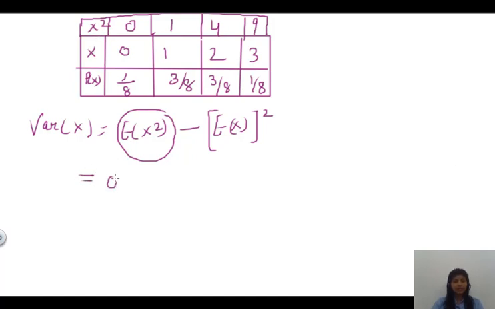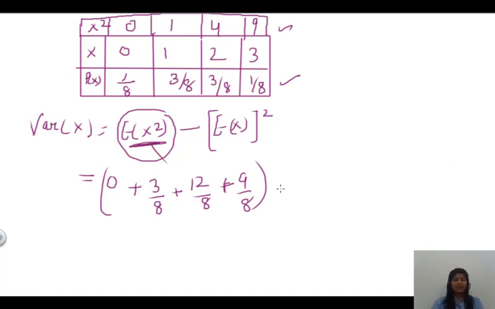0 into 1 by 8 is 0, plus 1 into 3 by 8 is 3 by 8, plus 4 into 3 by 8 is 12 by 8, plus 9 into 1 by 8 is 9 by 8. This is the value that we write. Then we have to subtract the square of the mean. We calculated the mean as 3 by 2, which is 1.5. Now we just have to solve it and write the value for the variance. I think everybody can do that. This is how we calculate variance, mean, random variable, probability distribution.